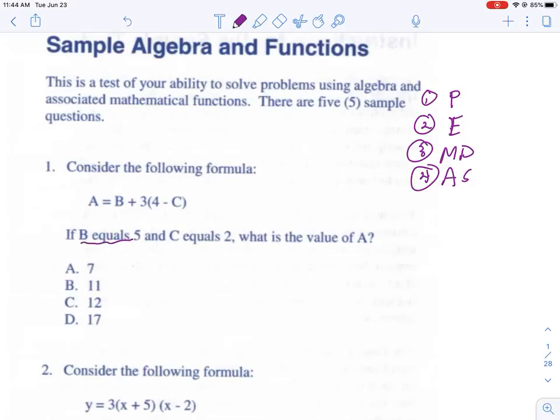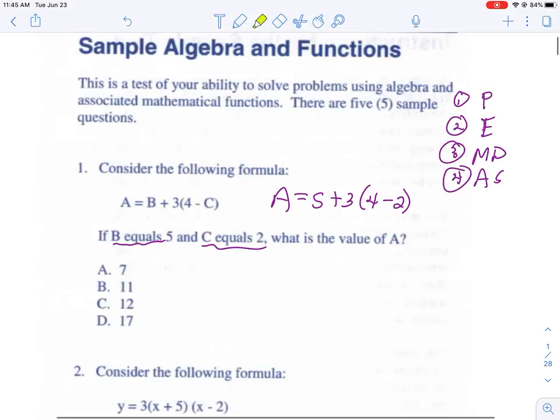Every place we see B, we're going to put in a 5. Every place we see C, we're going to put in a 2. Okay? So A is going to equal 5 plus 3 times the quantity of 4 minus 2. Now, if we look at our order of operations, this is a parenthesis. It is going to come next, the first thing, okay? It's our first step, so we're going to do that first.